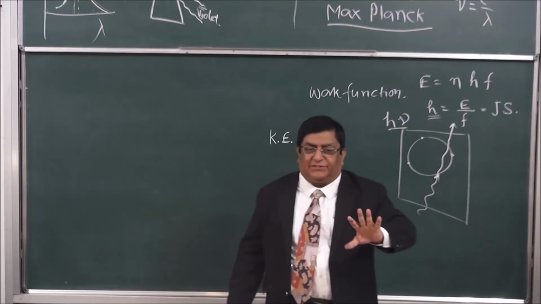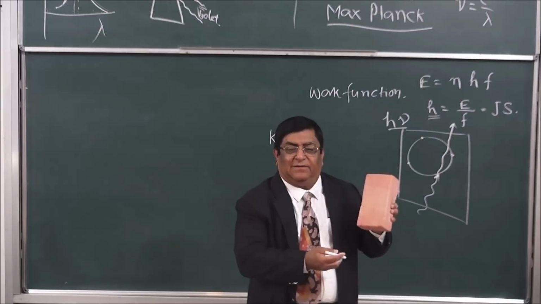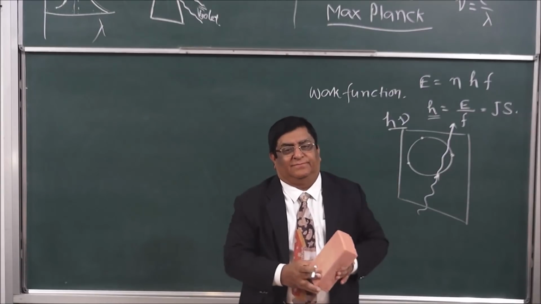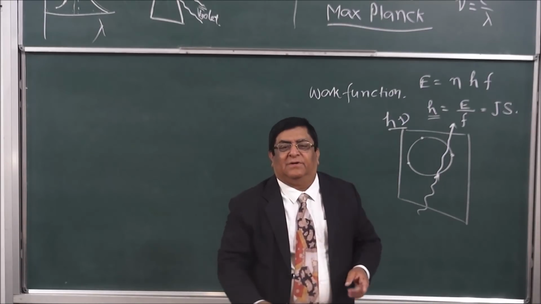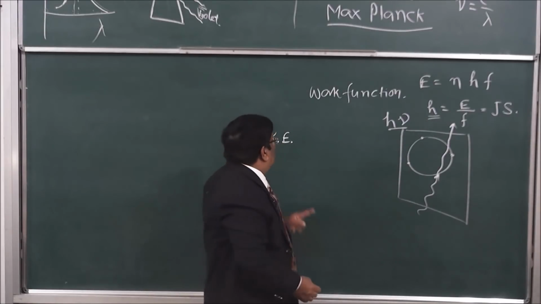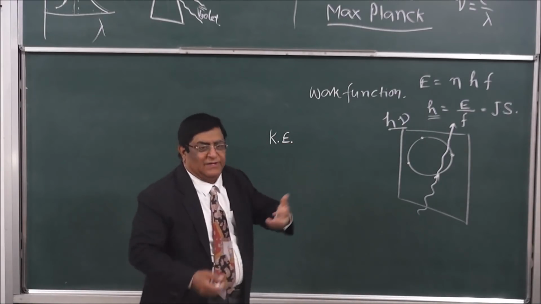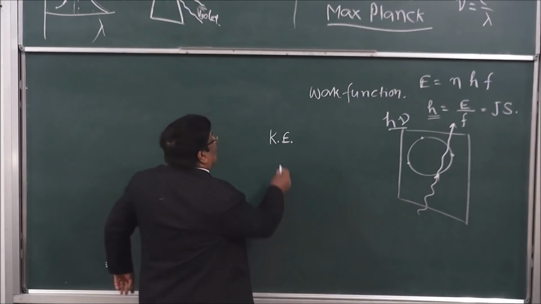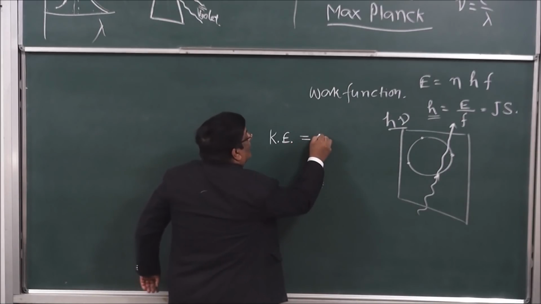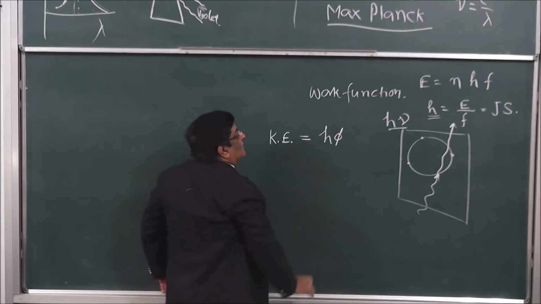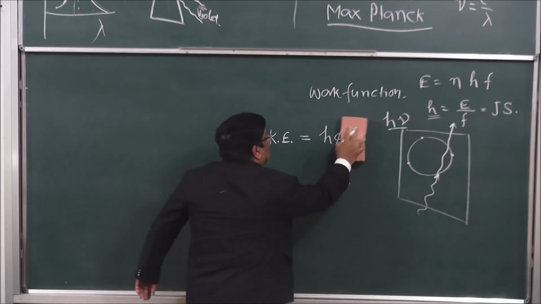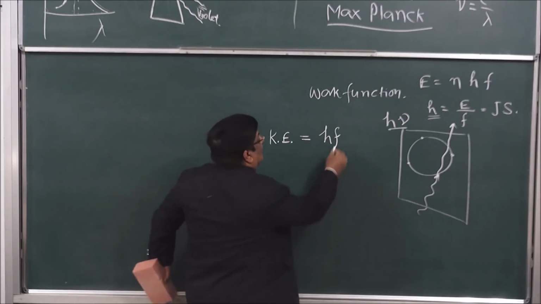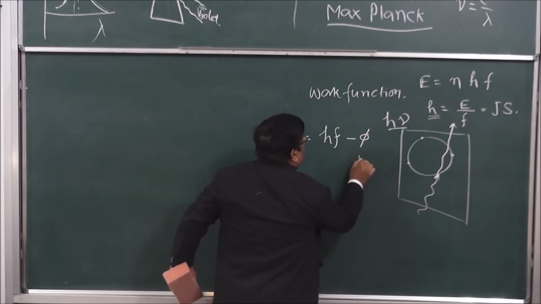metal. See the situation again. There is a metal, a light is incident on it, and we see one electron comes out. Einstein says this electron which will come out will have certain kinetic energy. We understand? Because it has mass, it has velocity, it has kinetic energy. He said that this kinetic energy is h times the frequency of that photon minus phi. This phi is the work function.